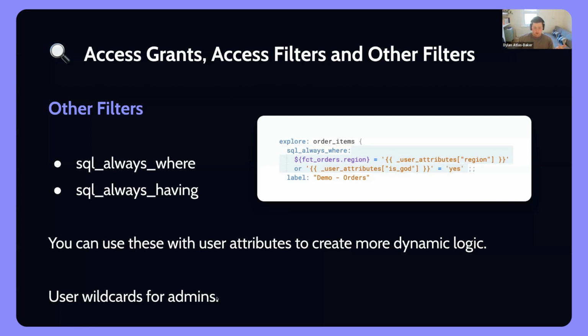You can use wildcards for admins. And there's a slightly different wildcard for each user attribute type. But for strings, it's either star or null. For numbers, it's greater than 0, less than 0, or null. There are things like that. So that if you want to have admins who aren't bound to a specific region, it will check that.